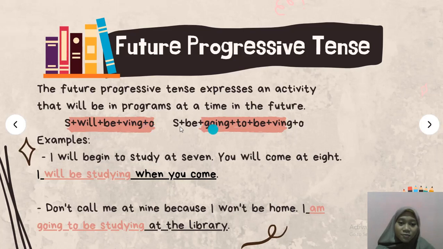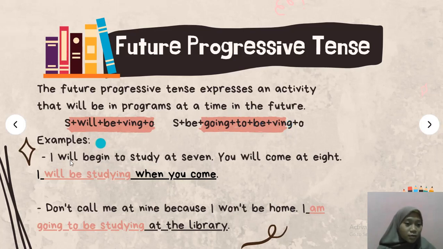This is the formulation when we want to use will and when we want to use be going to. When we want to use will, the formulation is subject, will, be plus verb ing and object. And when we want to use be going to, first is subject, be going to, and be plus verb ing.